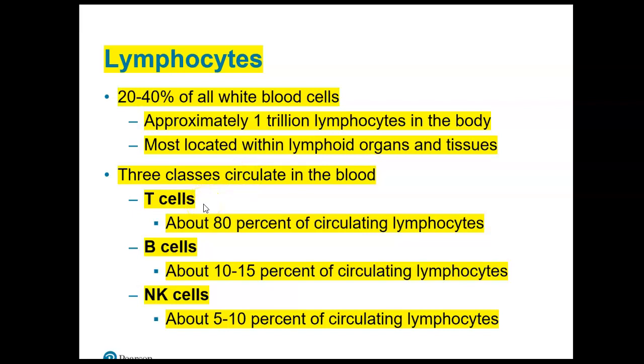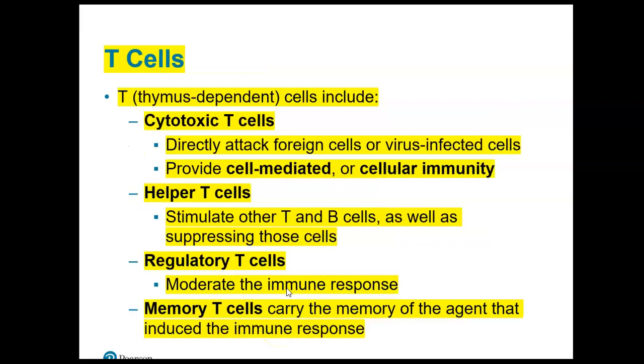There are 3 classes of lymphocytes. I've only talked about T cells and B cells to you so far, but there are also lymphocytes called NK cells, which stands for natural killer cells. So T cells make up about 80% of circulating lymphocytes, meaning the lymphocytes that you find within the bloodstream. About 80% of those lymphocytes are T cells. B cells make up about 10 to 15% of circulating lymphocytes. And then NK cells make up about 5 to 10% of circulating lymphocytes.